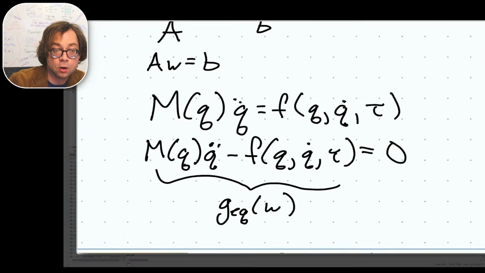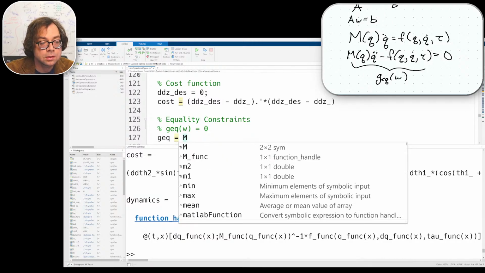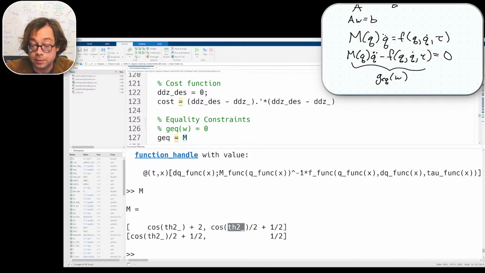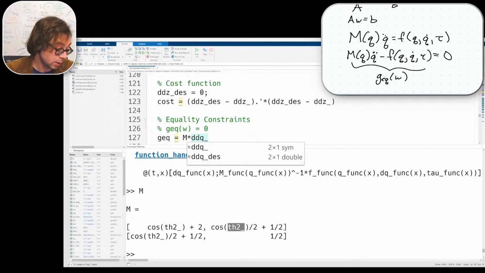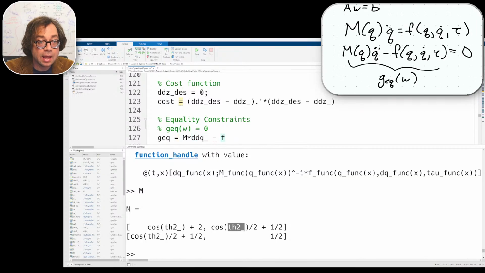So in our code, with our equality constraints, GEQ, our only equality constraint here, is going to be equal to M. Is M dependent? Let me just double check on M. Good. I'll make sure that M is only dependent upon these 9 time dependent variables. It's going to be good. It's important for all kinds of reasons. It's going to be equal to M times DDQ underscore, right? Let me just zoom in on this equation. Minus F.